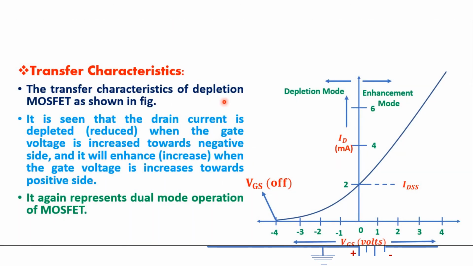So here, as we have already discussed, this particular depletion MOSFET is a device which can be operated in depletion mode as well as in enhancement mode. Hence, the depletion MOSFET is also called a dual mode MOSFET. That means we can maintain the gate to source voltage negative as well as positive, and accordingly it will operate in depletion as well as enhancement mode.